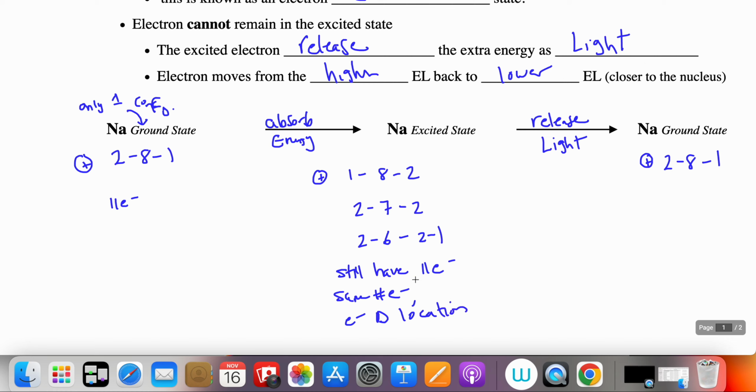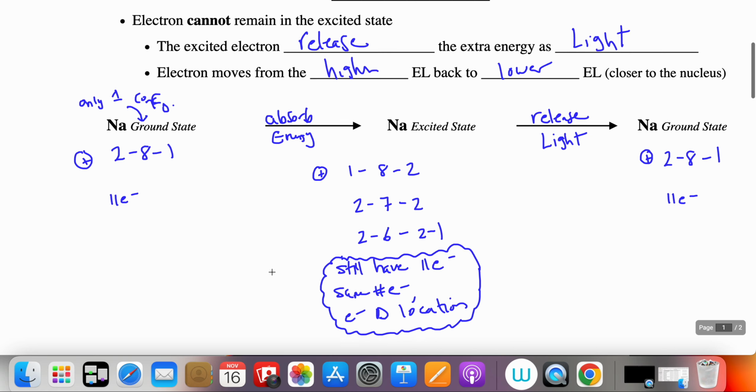They jump to a higher energy level. So that's what an excited state is, just a rearrangement of the electrons. Same number of electrons, a location or two has changed. And then when it comes back to ground state, it still has the original 11 electrons.